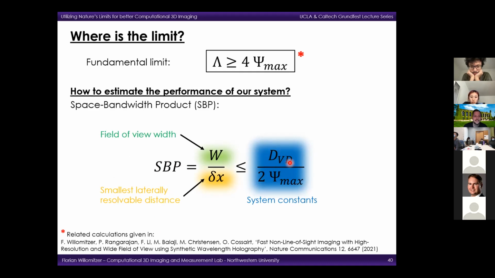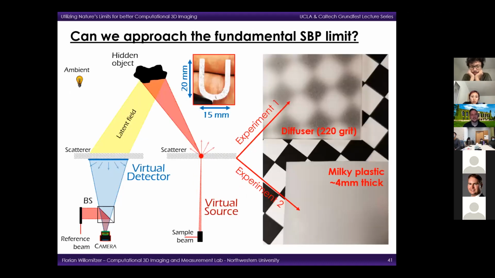And this here is the size of the area on the wall that you observe, the so-called virtual detector. And as I said before, a unique feature of synthetic wavelengths holography is that we can dynamically adjust our synthetic wavelengths to different scenarios with stronger and weaker scattering. By that, we can always approach this theoretical space bandwidth limit very closely. And this can be nicely shown in the next experiment.